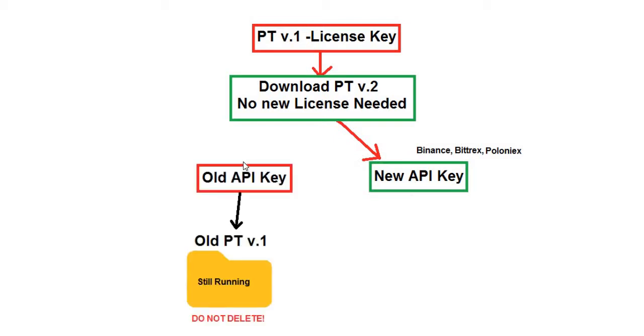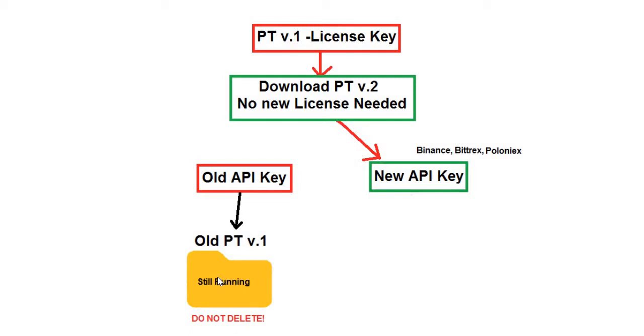Now, the old PT version 1 is using the old API key. You don't need to change that. The old PT1 is still running on its own directory. You don't need to delete it. Just leave that alone. I recommend you just don't rush to kill your old ProfitTrailer version 1. Just if you want to pause it, pause it.